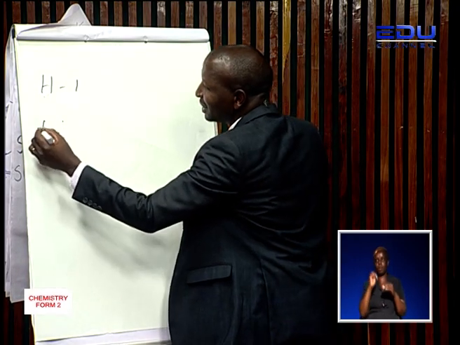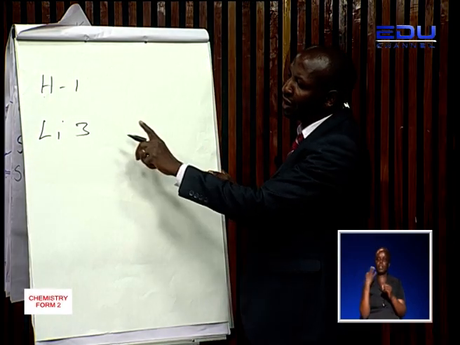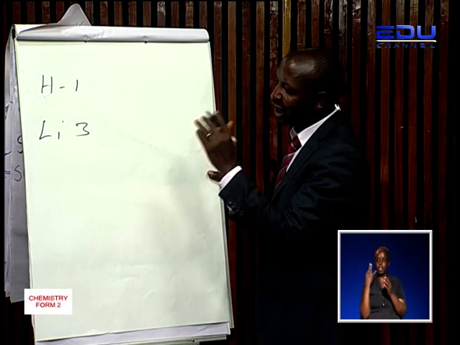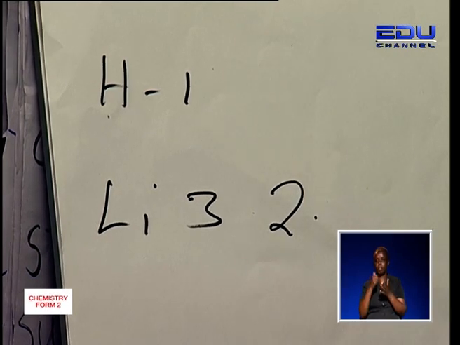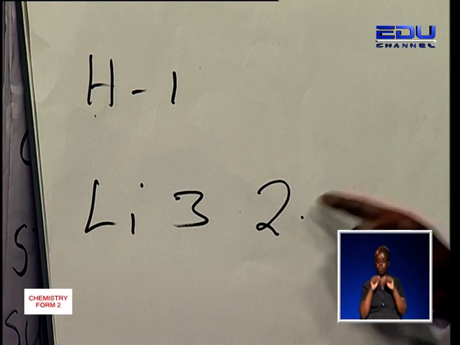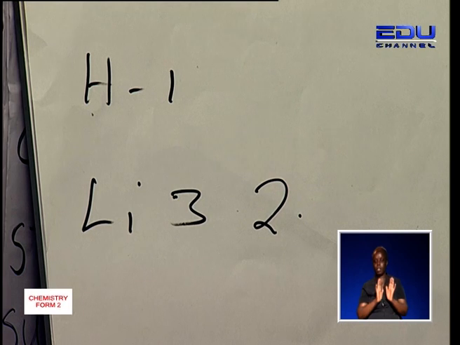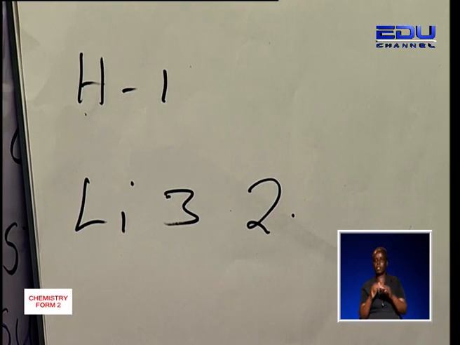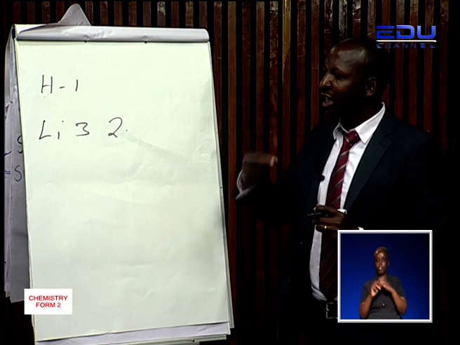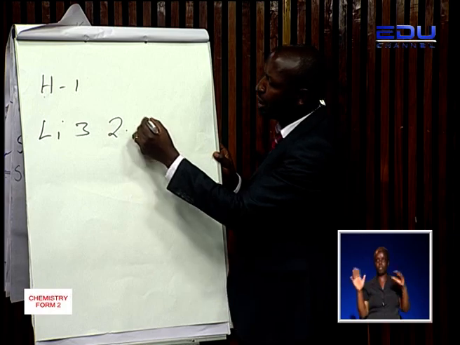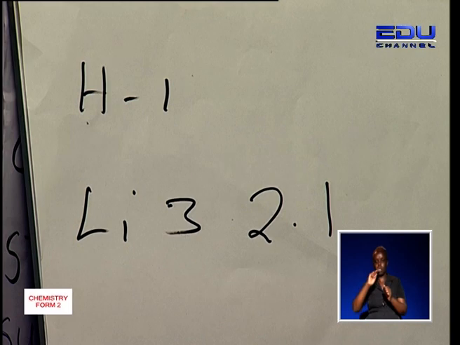Lithium has 3 protons, so its atomic number is 3. Having those 3 protons, it also has 3 electrons. Let's see how they are distributed. We have the first energy level, which can only accommodate 2 electrons, as shown there. So the electrons that remain are only 1. The first energy level can only occupy a maximum of 2 electrons. So after the first energy level is filled up with electrons, the remaining 1 electron goes to the second energy level.